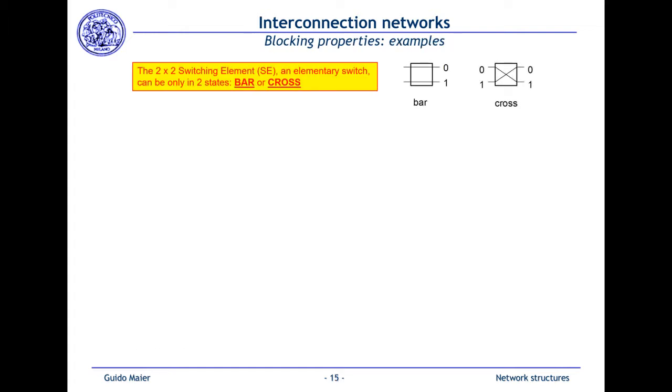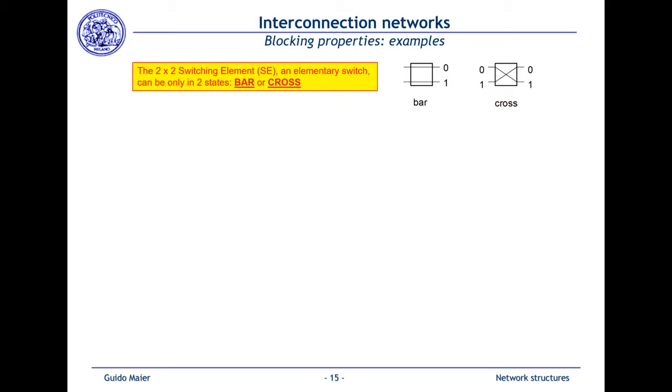Examples. With examples, things will be more clear. Now we are looking at networks again using 2x2 switching elements. The 2x2 switching elements are the basic components of the networks or switching networks. Here there is no pointer.